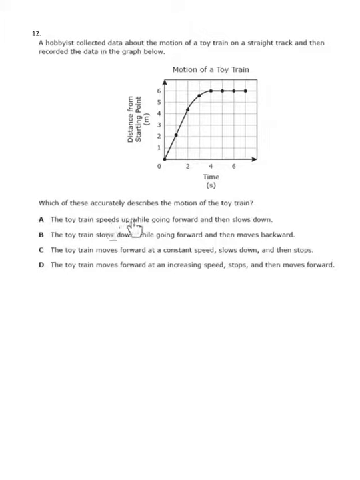A. The toy train speeds up while going forward, then slows down. B. The toy train slows down while going forward and then moves backwards. C. The toy train moves forward at a constant speed, slows down, and then stops. D. The toy train moves forward at an increasing speed, stops, and then moves forward.